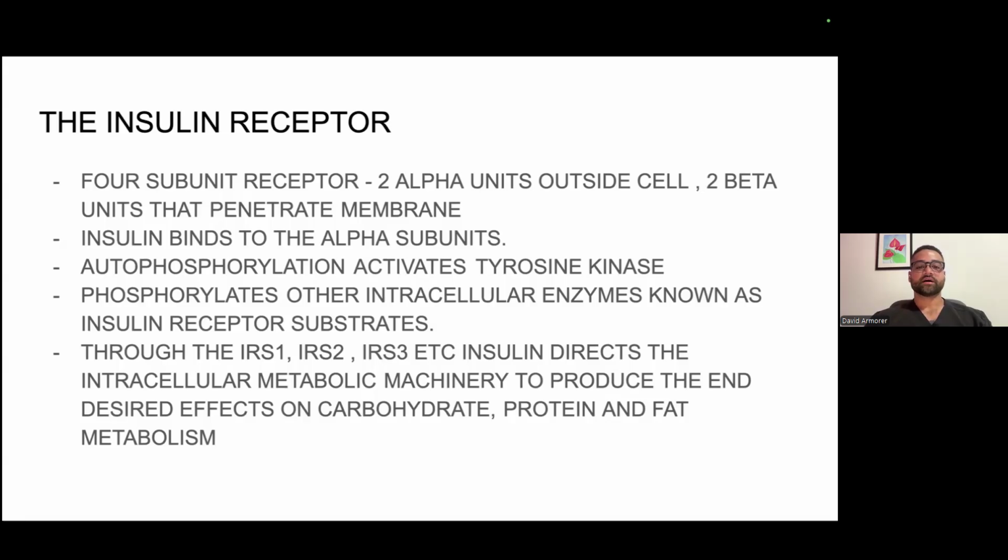It phosphorylates other tyrosine kinase, then goes on to phosphorylate other intracellular enzymes known as insulin receptor substrates. So through the insulin receptor substrates, IRS1, IRS2 and IRS3, insulin directs the intracellular metabolic machinery to produce the end desired effects on carbohydrate, protein, and fat metabolism.